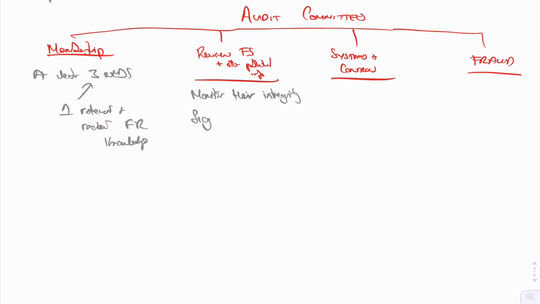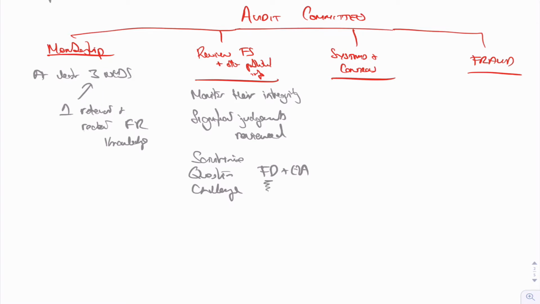How are they going to do that? Well, they're going to look at all the significant judgments that have been made by directors. Okay, review the significant judgments. What they've also got to do is scrutinise, question, challenge. This is the audit committee, remember, the finance directors and the external auditors. Make sure that, remember, they're independent. They're independent of the board and they're independent of the auditors. Make use of that. Scrutinise, question, challenge.